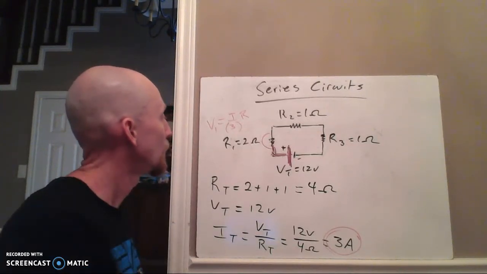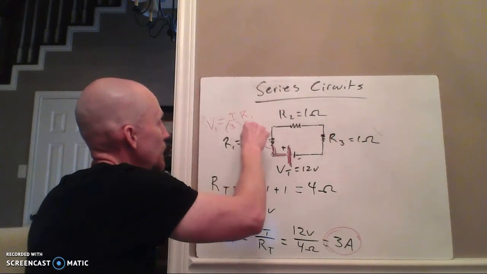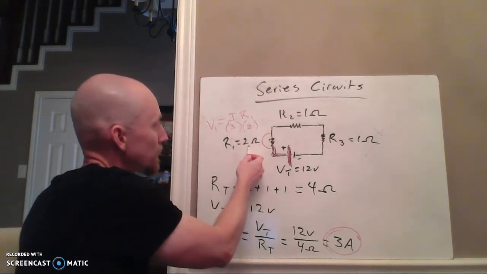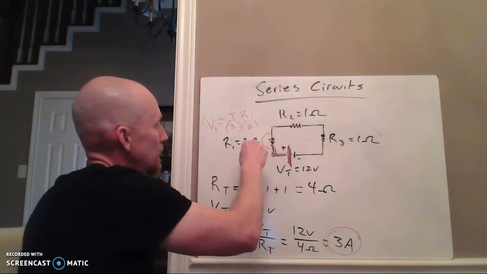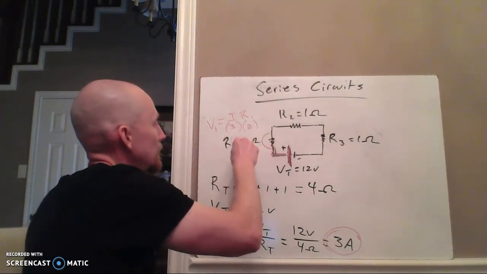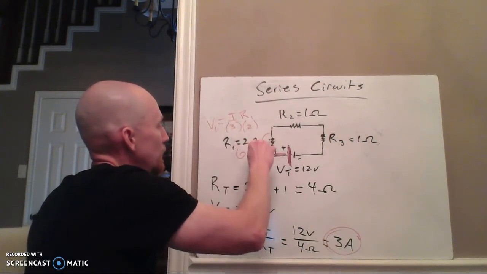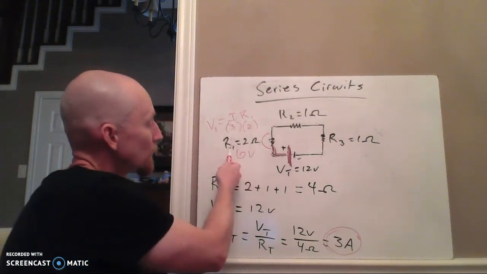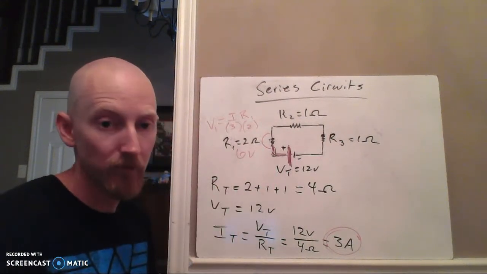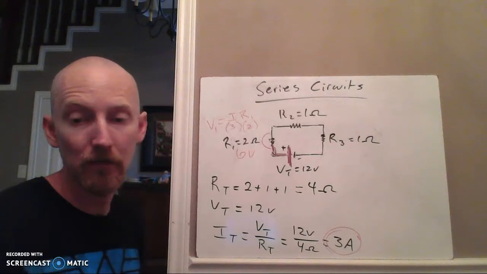What's the resistance of R1? Well, it's 2. So 3 times 2 is 6. So the drop here is 6 volts. That's our drop. So this resistor uses 6 volts. That's how much pizza that person eats.